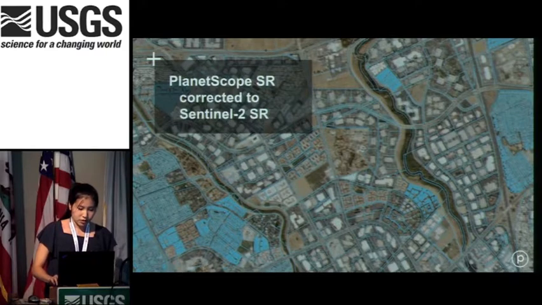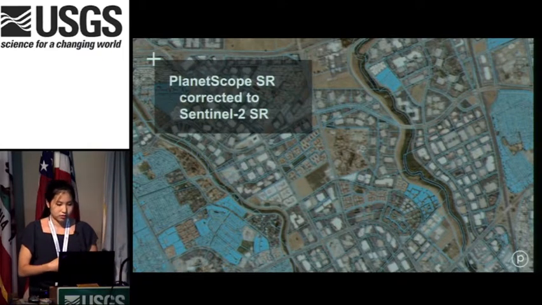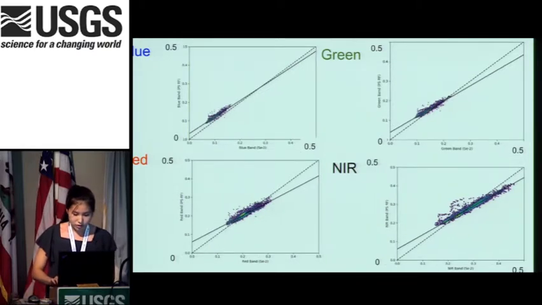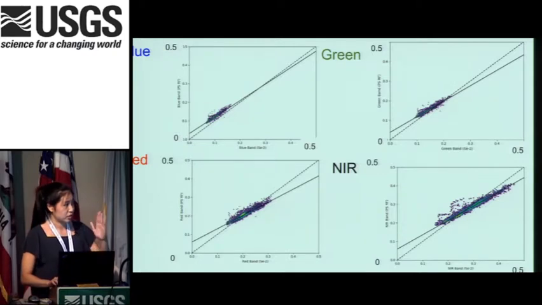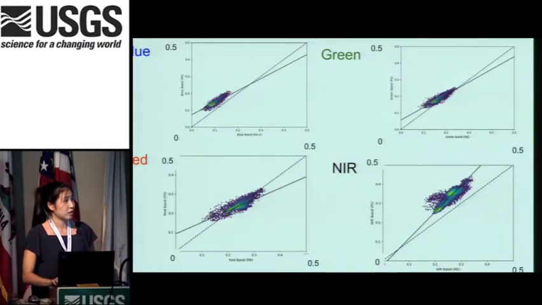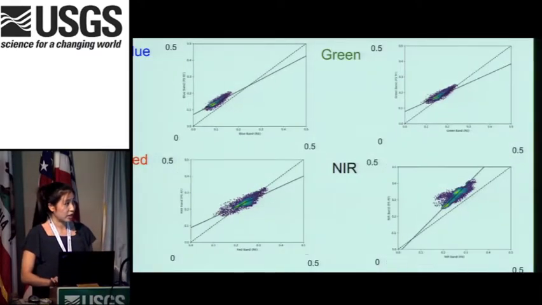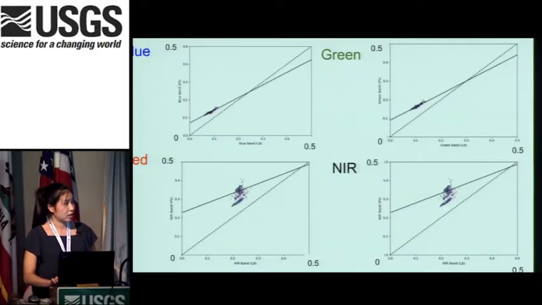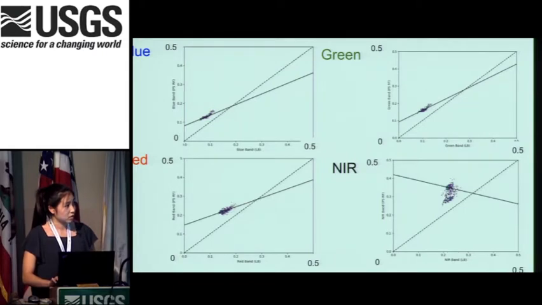And now to talk about the results of the PlanetScope surface reflectance corrected to Sentinel-2 surface reflectance. This was the before and the after. There's not too much of a visual difference. There were some slight differences in the R-squared and also the slopes. But same here with PlanetScope to RapidEye, before the correction and after. And then also PlanetScope to Landsat-8, before and after.